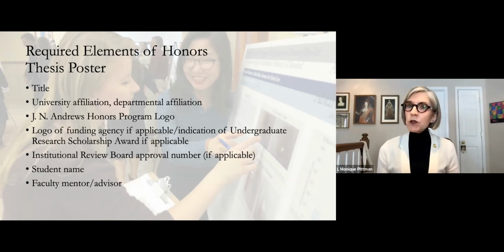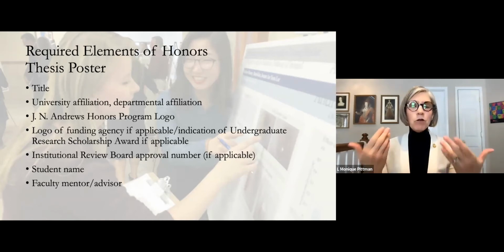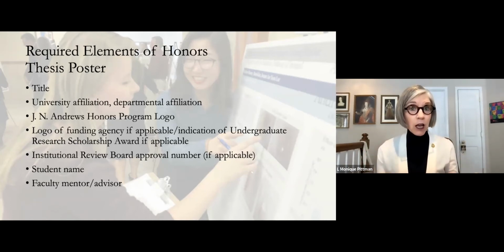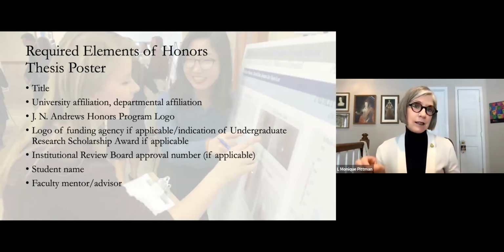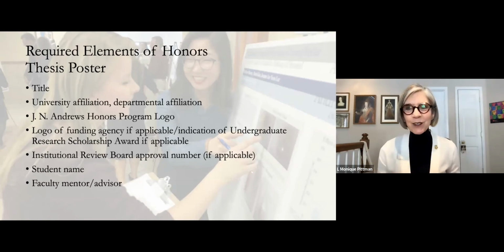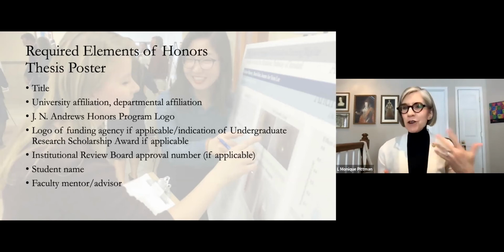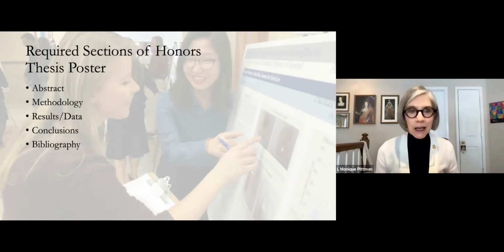Don't forget that if you have had institutional review board certification, as in you've gone through the process because you're using human subjects as part of your research, that you will have a number that identifies your approval. It's good to include and expected that you include that IRB approval number on your poster as well. Of course, the poster should have your name and your advisor's name as well. And again, this list can be found in the Honors Handbook.